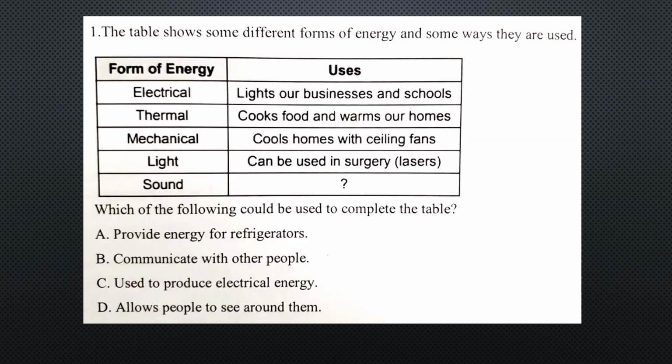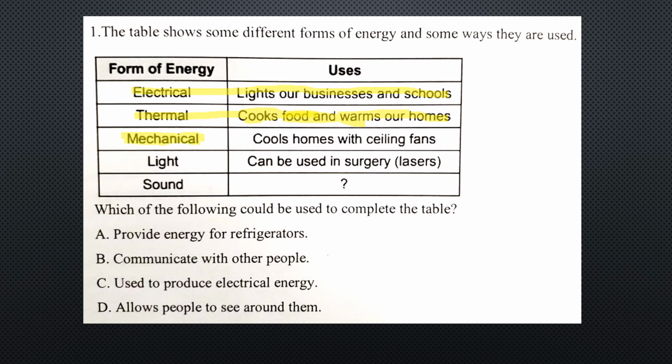The table shows some different forms of energy and some ways they are used. The data table says forms of energy, such as electrical. Some uses: it lights our businesses and schools. Next, thermal energy. Thermal energy is energy that cooks food and warms our homes.